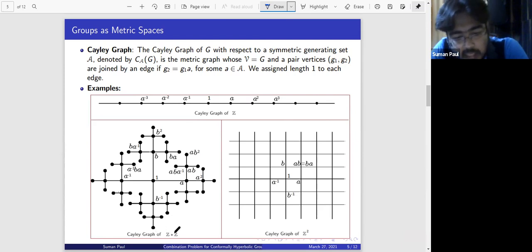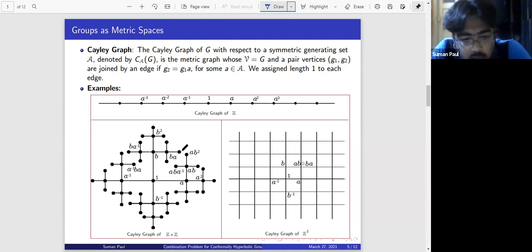This is the Cayley graph of Z star Z, which is the free group of two generators A and B. You have to take a symmetric generating set. That's why you take the generating set to be A, B, A inverse, and B inverse. So this is the Cayley graph of Z star Z with respect to A, B, A inverse, and B inverse. Also see that this Cayley graph is a tree, as I mentioned earlier.